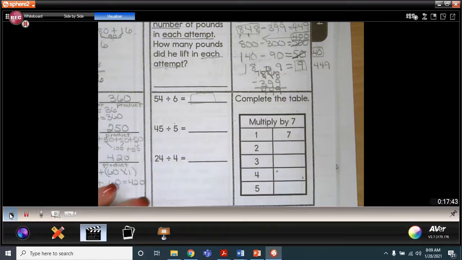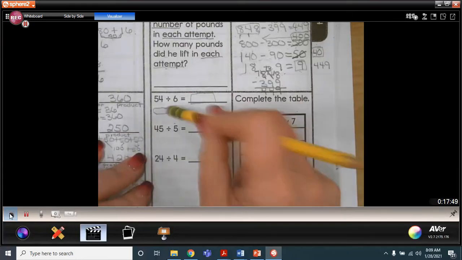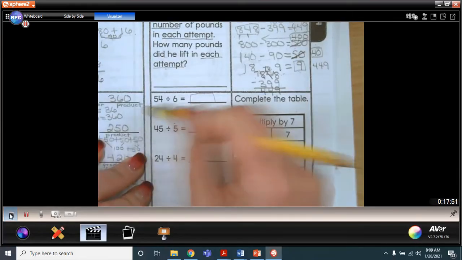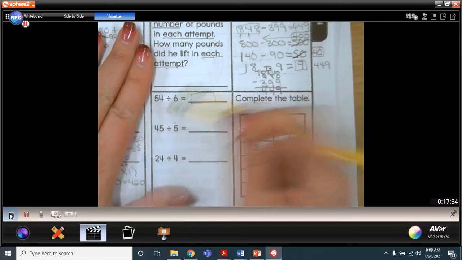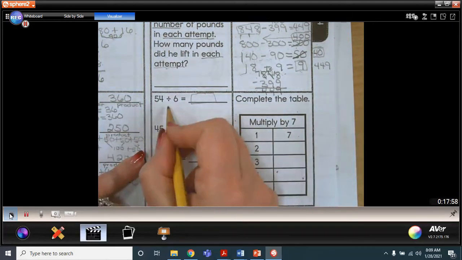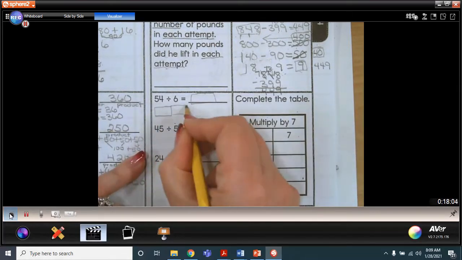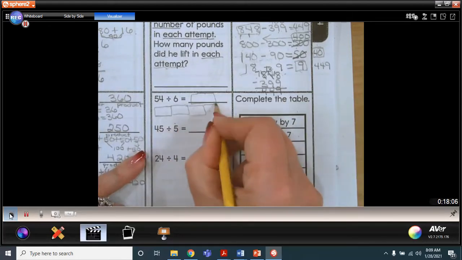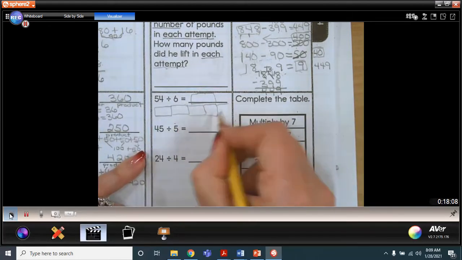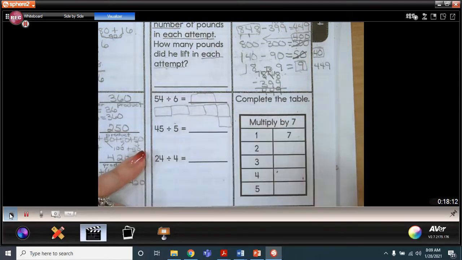We could use repeated subtraction. We could take and put groups of 6 together and add up. We could count by 6s going up to 54. Those are all possible ways to do this. So if I take 6 groups, and again, this is just one way that I can do this. Oh, I've only got enough room for 5. Let's put another one here, 6.